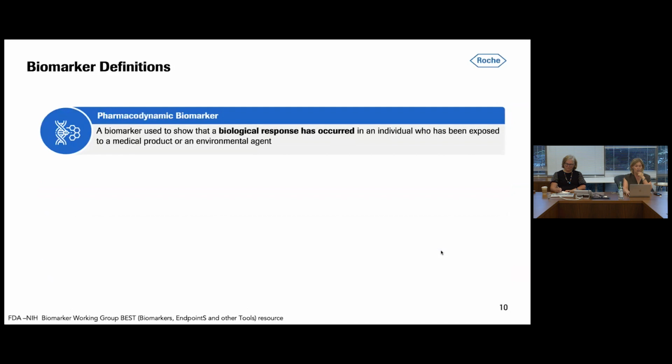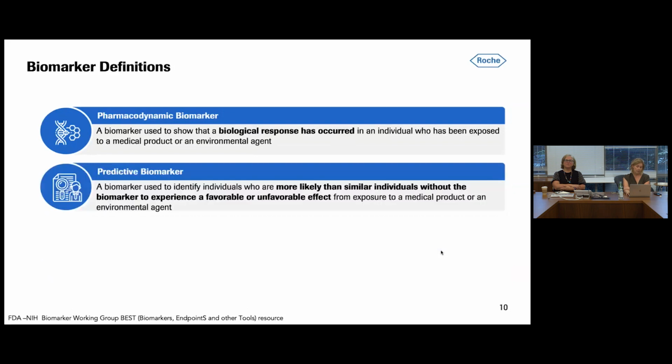Moving on, one more slide of definitions. A pharmacodynamic biomarker, this is a key part of our presentation today, is a biomarker that is used to show that a biological response has occurred in an individual who has been exposed to a medical product or an environmental agent. A predictive biomarker is a biomarker used to identify individuals who are more likely than similar individuals without the biomarker to experience favorable or unfavorable effects from exposure to a medical product or an environmental agent. So this biomarker really identifies patients who are more likely to respond than others to a given therapeutic.